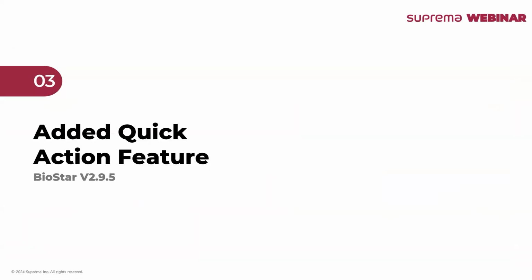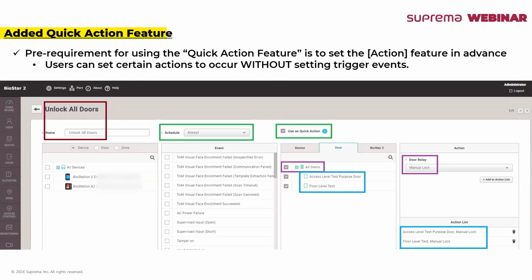Added quick action feature. With the improved trigger and action menu I just mentioned, due to the addition of quick action features, users can set certain actions to occur without setting a trigger event. Let's look right here. For example, let's say there is a fire alarm that got detected. That was a triggering case. And because of that triggering event, we had an action to be taken.